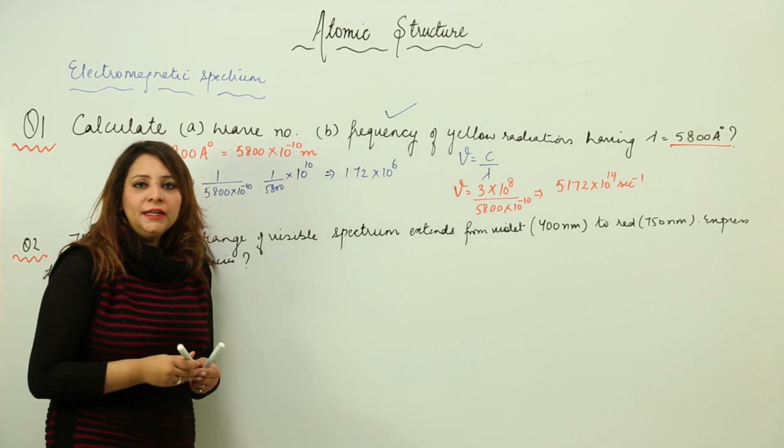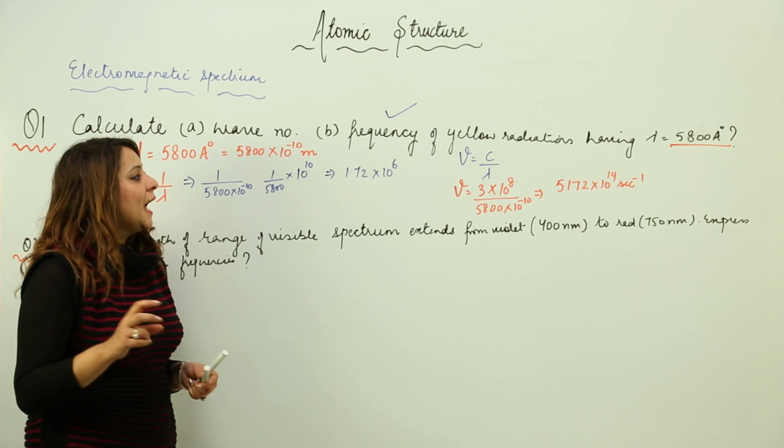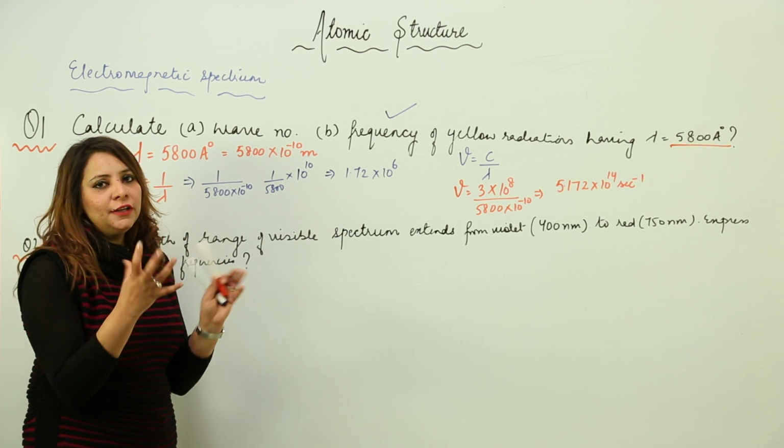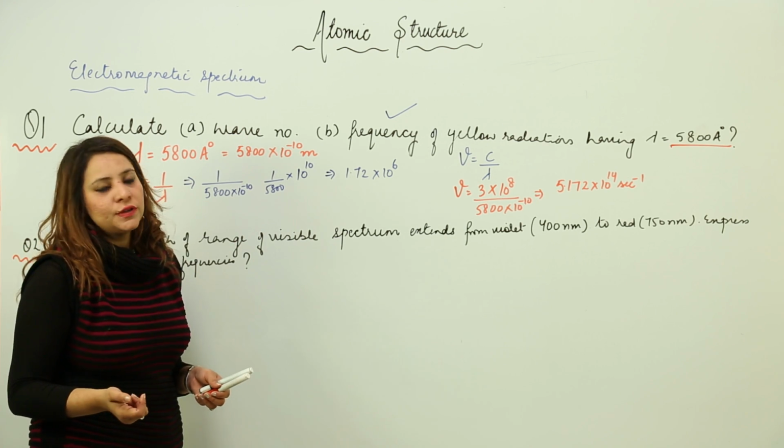So how did we do this numerical? We just took the relation between the wave number and wavelength, and the relation between nu and the wavelength. So this is how you just need to manipulate the formulas according to what is being given and what is being asked in the question.